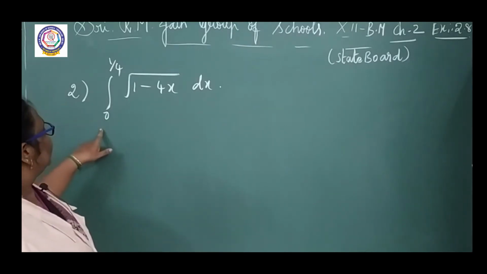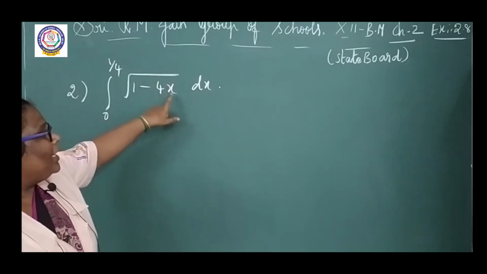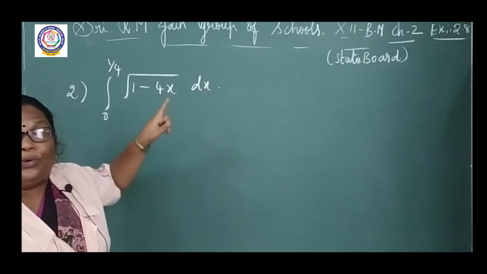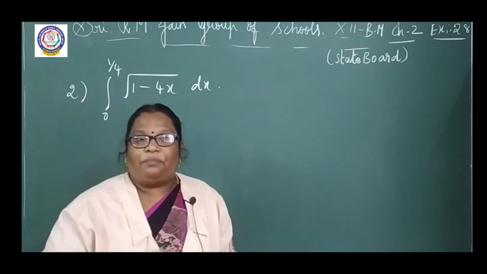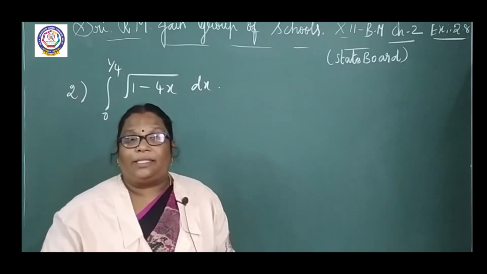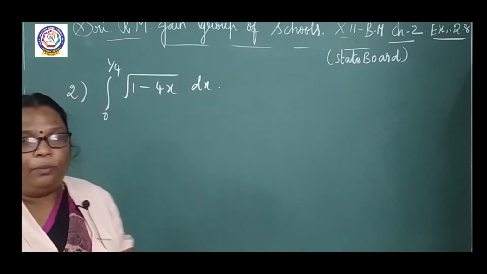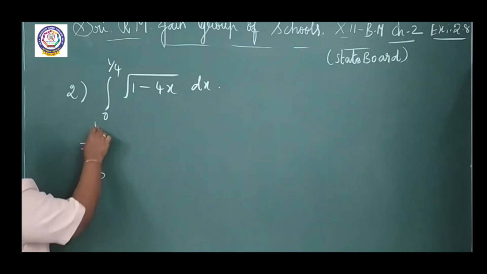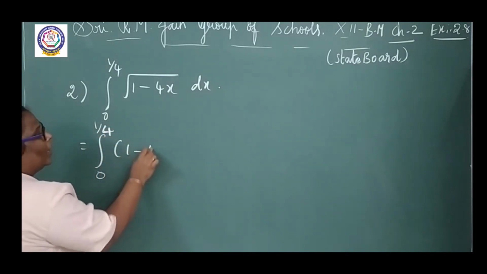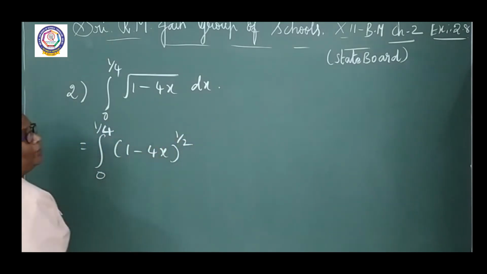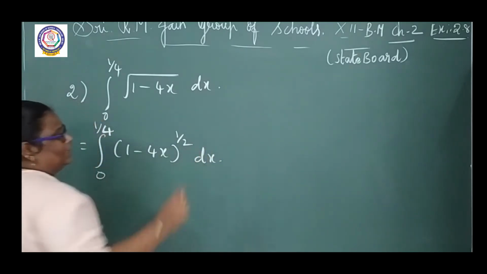See the second sum: integral 0 to 1 by 4 of root of 1 minus 4x into dx. If it is x, you can apply the formula for integral of x power n dx, which is x power n plus 1 by n plus 1 plus c. Since x is there, you can apply that formula. Integral 0 to 1 by 4, 1 minus 4x whole power 1 by 2 into dx. I changed the root into whole power 1 by 2.